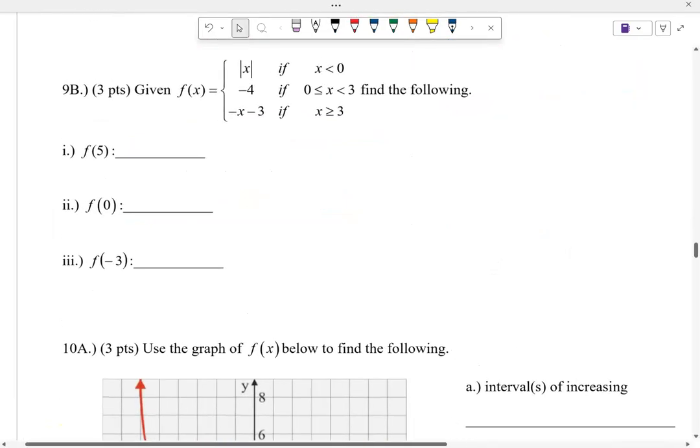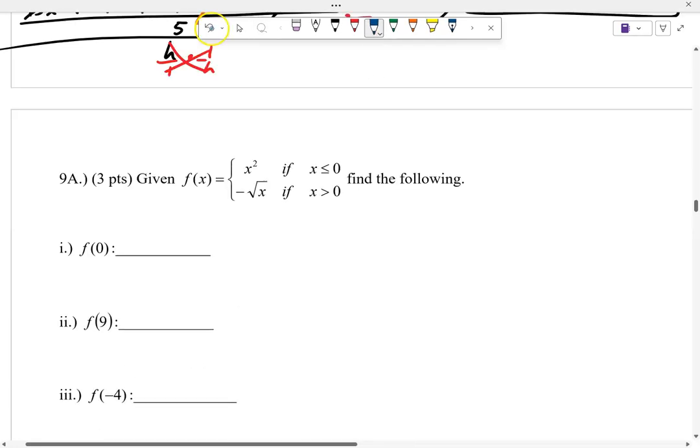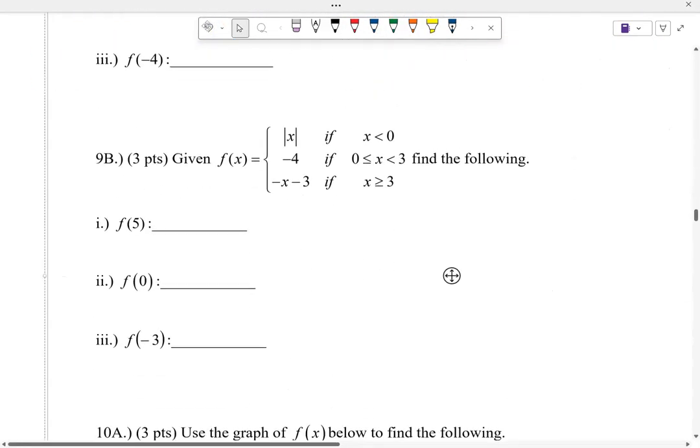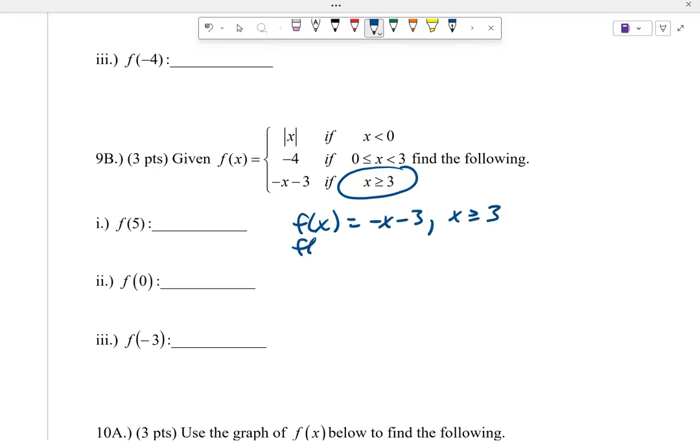Here we've got a piecewise defined function, 9b. We're finding f of 5. So then I've got to say to myself, is 5 less than 0? No, it's not. Not that one. Is 5 less than 3 and greater than or equal to 0? No, it's not. Not that one. Is 5 greater than or equal to 3? Yes, it is. So I'm using f of x equals negative x minus 3 because 5 is greater than or equal to 3. So plug it in. I got negative 5 minus 3. Looks like I got negative 8. There's my answer for that one.